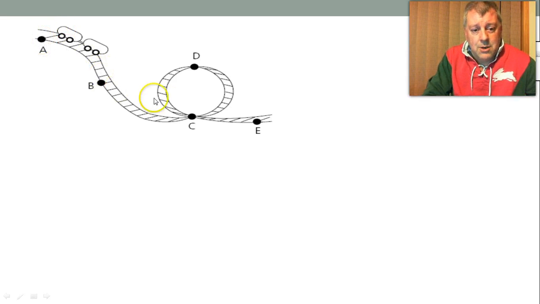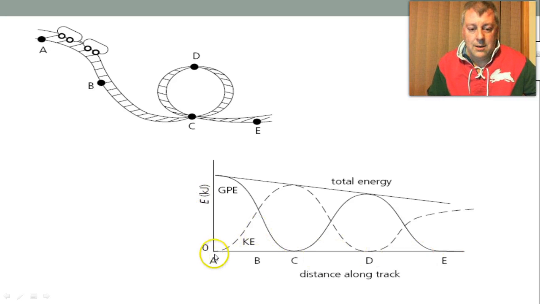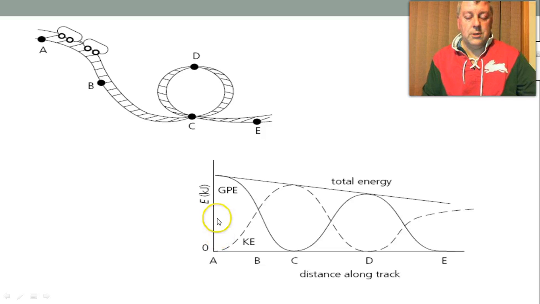So let's look at a very simple one for us. Here's point A, B, C, D and E. Here's our roller coaster. So this is a graph that describes the energy as it goes along the track. And the solid line here is the gravitational potential energy, and the dashed line is the kinetic energy, and the one that measures the envelope is actually the total energy when you add the two together.